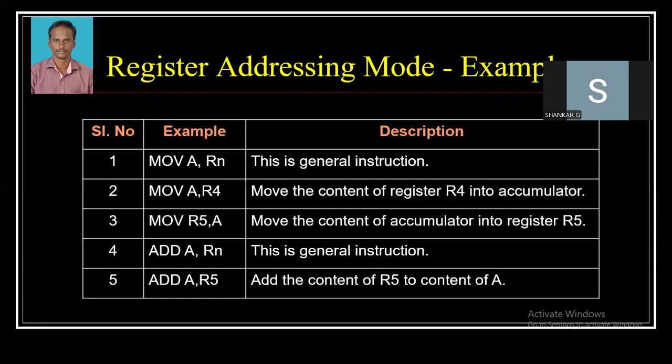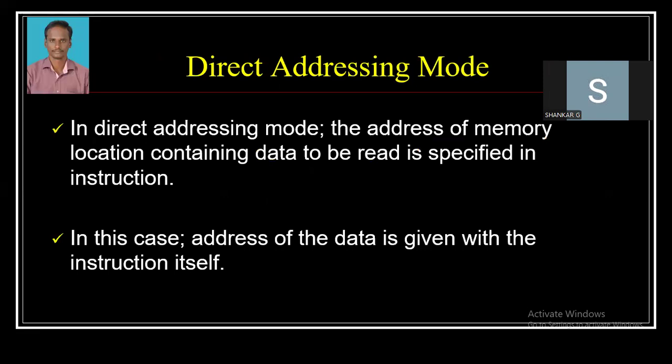Next, another type of instruction is ADD A, Rn, where the register can be R0 up to R7. The content of register Rn is added with the accumulator and the result is stored in the accumulator itself. For example, ADD A, R5: the content of R5 and the accumulator will undergo the addition operation, and the result is stored in A itself, that is the accumulator. The next one is direct addressing mode.